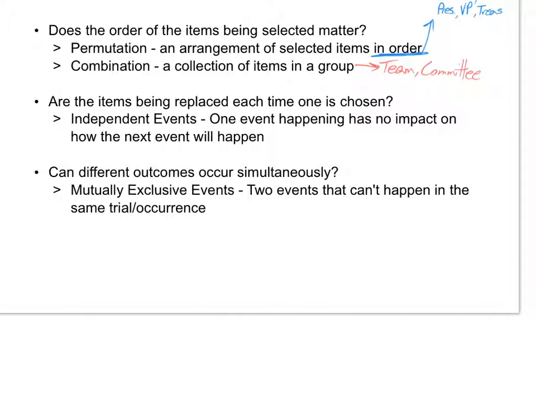Okay? However, if I pull out, there's the ace of hearts. The first time I had a 1 out of 52 chance of getting the ace of spades.